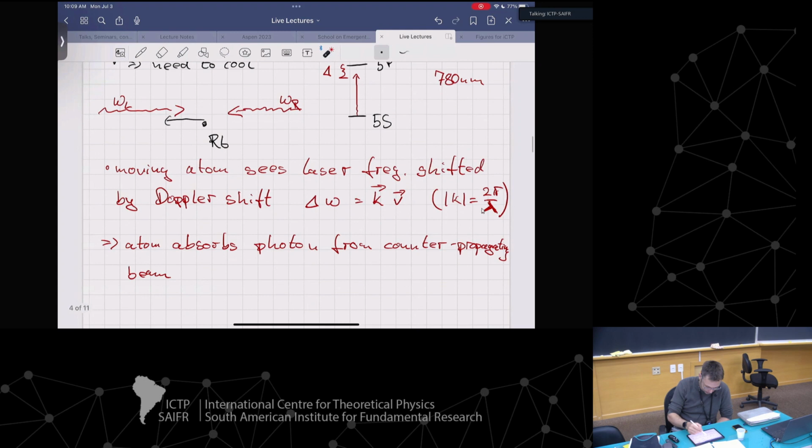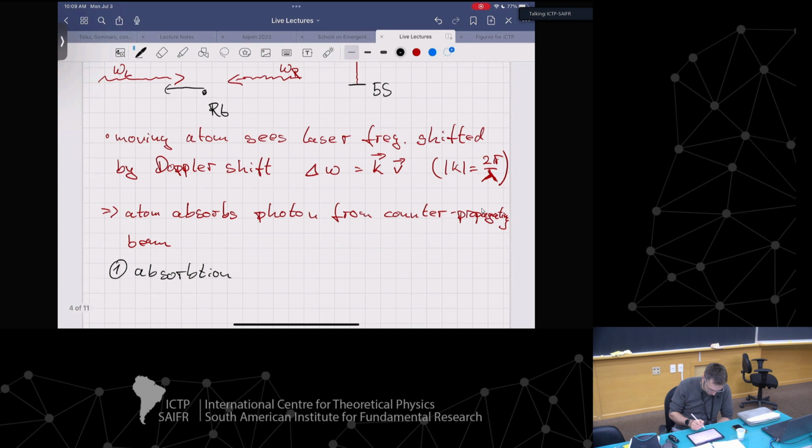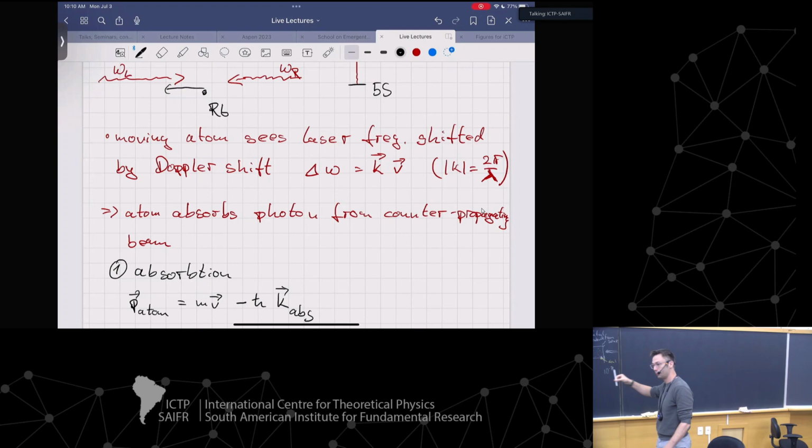We have number one, absorption. So we have the P of the atom, the momentum of the atom. Of course, it has its initial momentum, traveling with some velocity. And now it absorbs a photon. The momentum of a photon is h bar k. That's the photon. So we had this momentum in this direction, and then we absorb a photon, so we get a little bit slowed down. That's excellent. But then step number two.